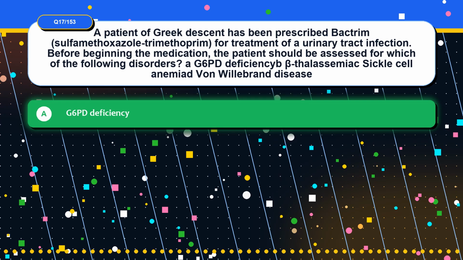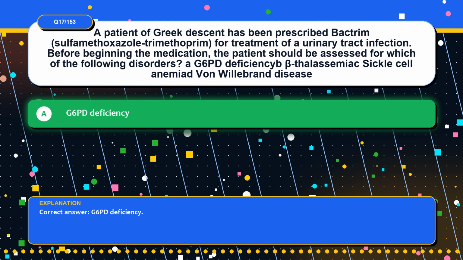The correct answer is option A, G6PD deficiency. Correct answer, G6PD deficiency.